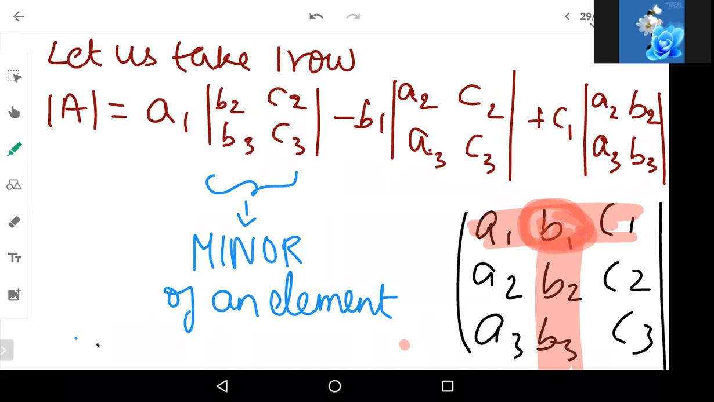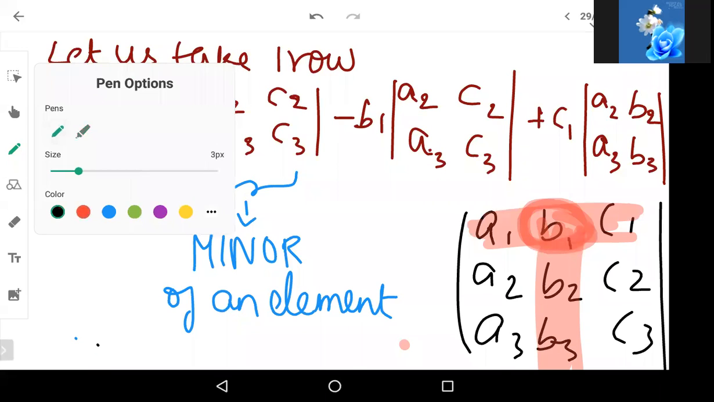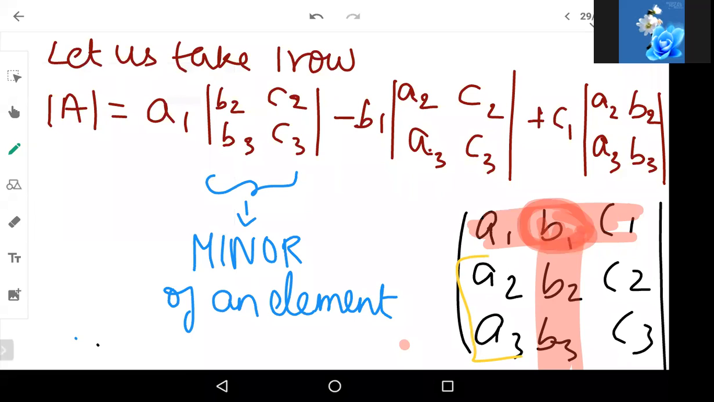So what is remaining apart from this? What else is remaining with us? We have A2 and A3, C2 and C3. So these four elements: A2, C2, A3, C3. That is what is remaining. Okay, we are going to find the determinant of this 2 into 2 matrix, which is nothing but the minor of the element B1. Okay, are you all able to follow?